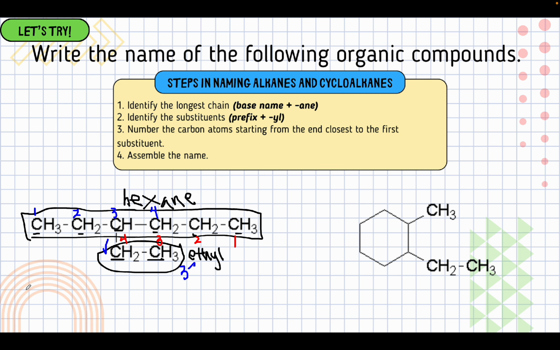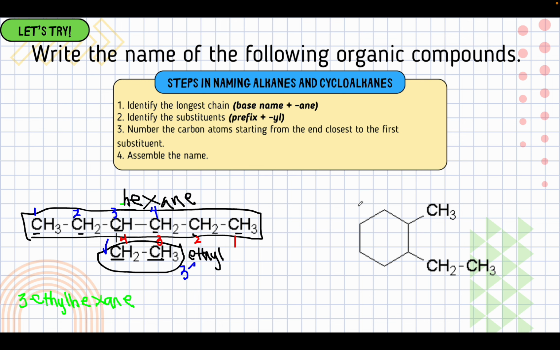Now let's assemble the name. So we start with 3-ethyl, and then this one, the base name, hexane. Okay, so the name is 3-ethylhexane.